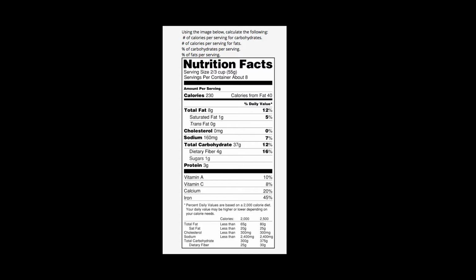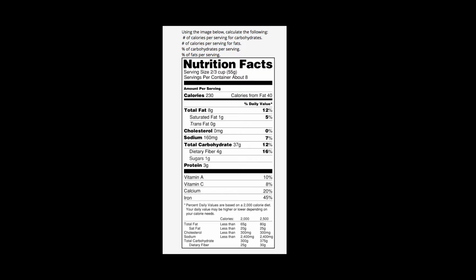So the first thing that you want to do is look at the total calories, and you see here that the total calories are 230 calories per serving. So now go down, and the first question you had on this was the number of calories per serving for carbohydrates. So we go down and we want to look at the total carbohydrates. The total carbohydrates are 37 grams.